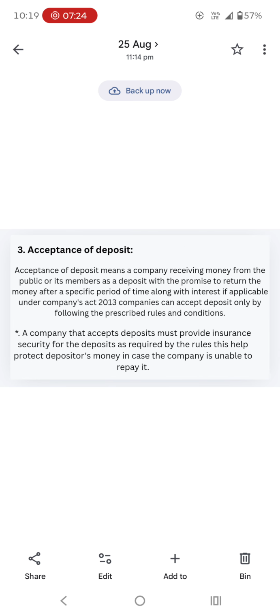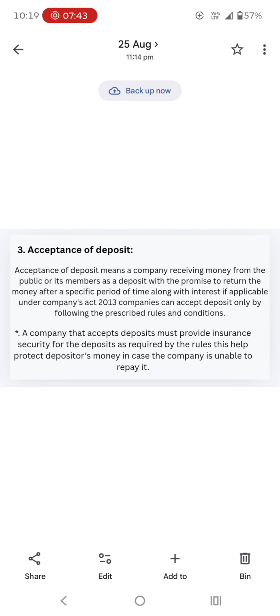Let us see the third point. Third point is acceptance of deposit. Acceptance of deposit means a company receiving money from the public or its members as a deposit with the promise to return the money after a specific period of time along with interest if applicable.